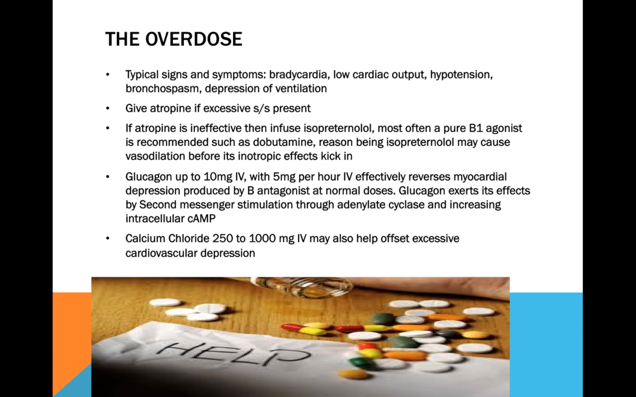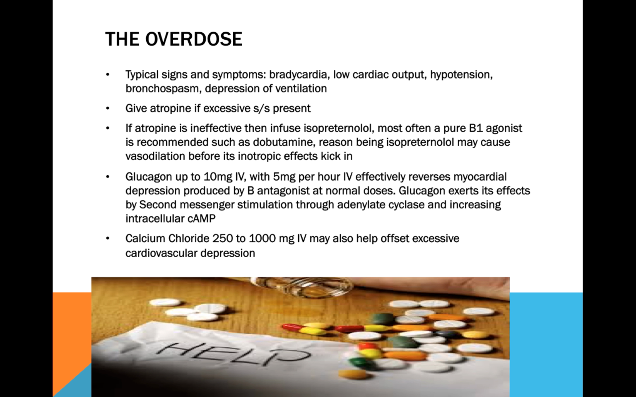Alright, next slide, talking about the overdose. Hope you never see it, but nice to know how to treat it if you do. Typical signs and symptoms: bradycardia, low cardiac output, hypotension, bronchospasm, depression of ventilation. What should you do? You should give atropine if you have any excessive signs and symptoms of overdose. If atropine's ineffective, then you're going to want to use isoproterenol.